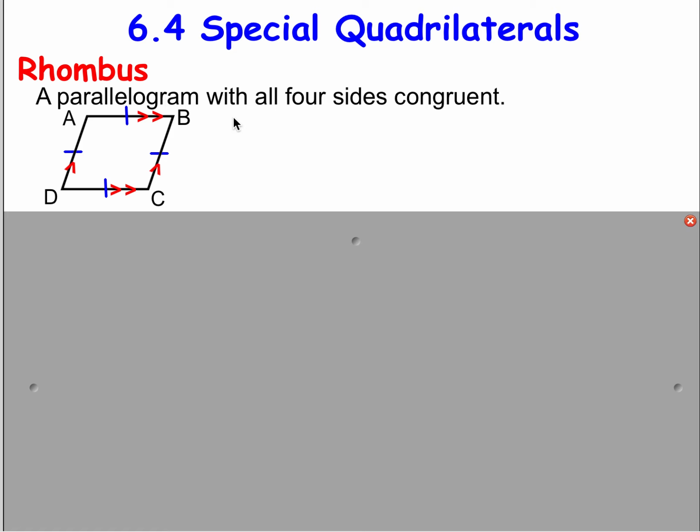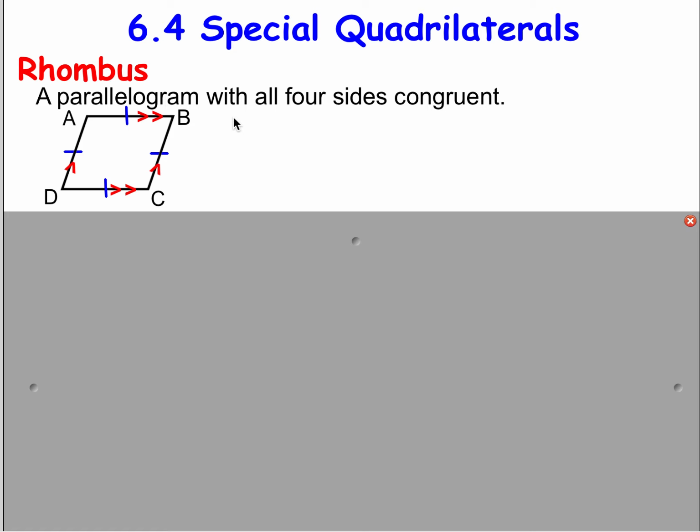The only difference between a regular parallelogram and a rhombus specifically is that a rhombus is a parallelogram that has all four sides congruent. Notice, this is not a square. What about this shape do you notice that is different than a square? Think about that for a second.